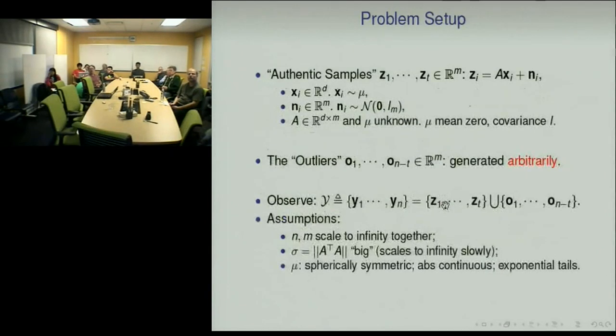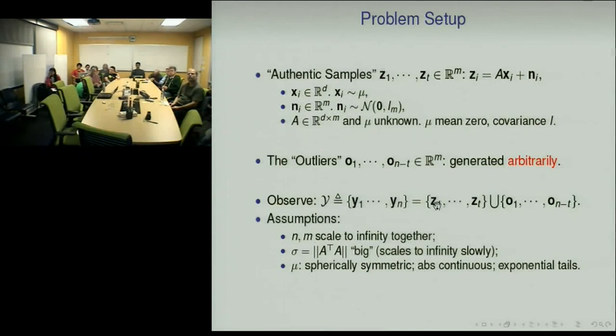So let me remind you of the setup. We have n authentic samples in R^m, and they're generated according to the model written here. Every sample is the signal A, which is what we're trying to recover, times X, plus noise. The noise is assumed to be univariate Gaussian. And we have outliers, and we observe everything together, and we want to recover A.